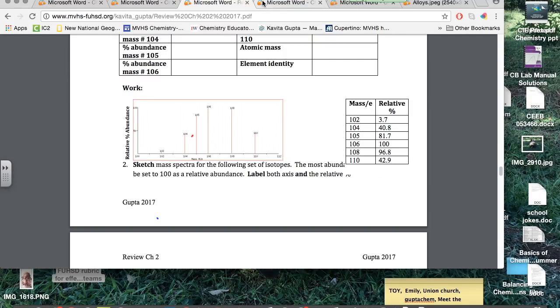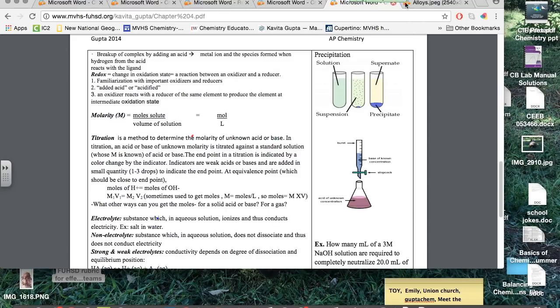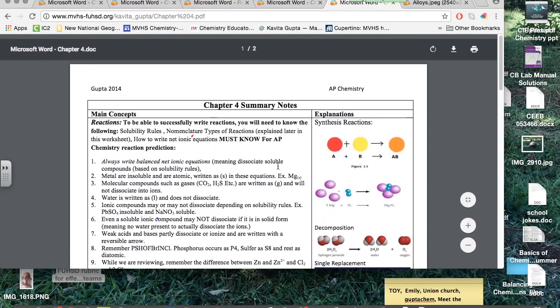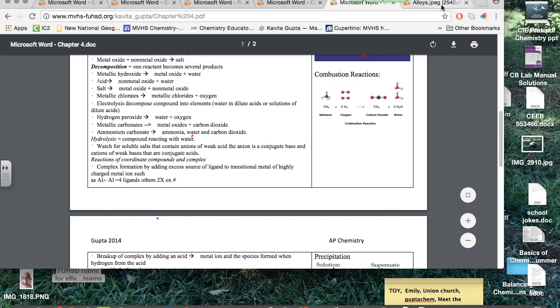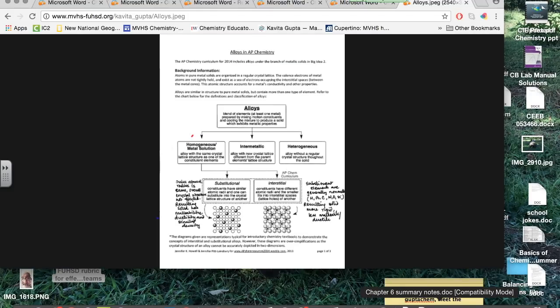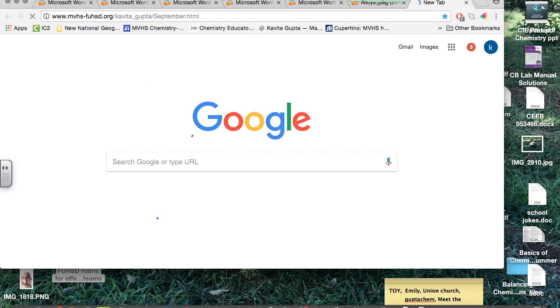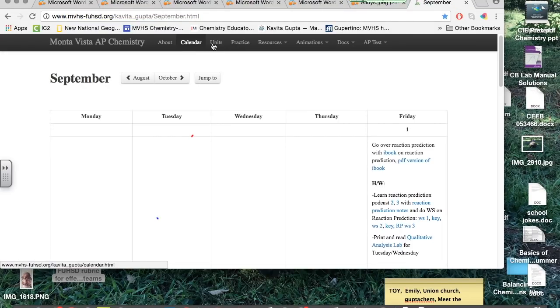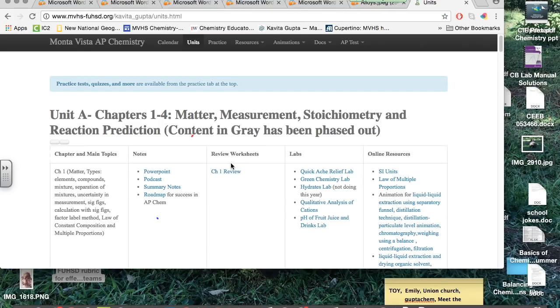And the last part of this is going to be on review one, which is more like chromatography. Is it review one? No, this is chapter 4. This is alloys. Summary notes. Oh, I don't have review one. Let me just pull it up. Let me go to the units page and review one.